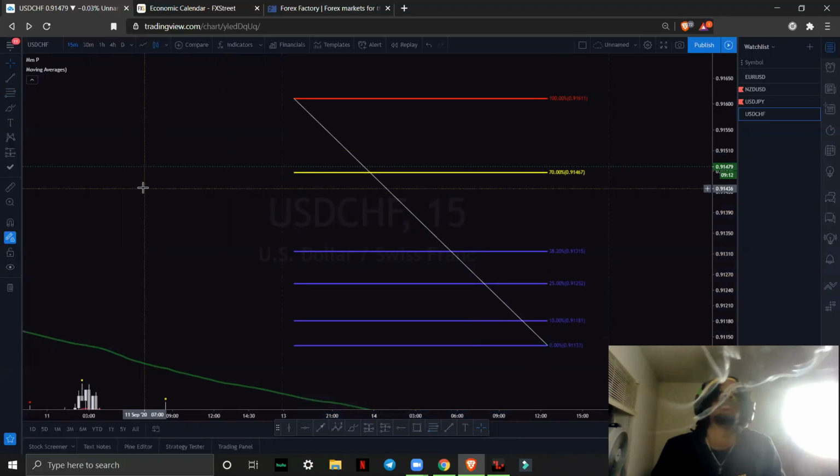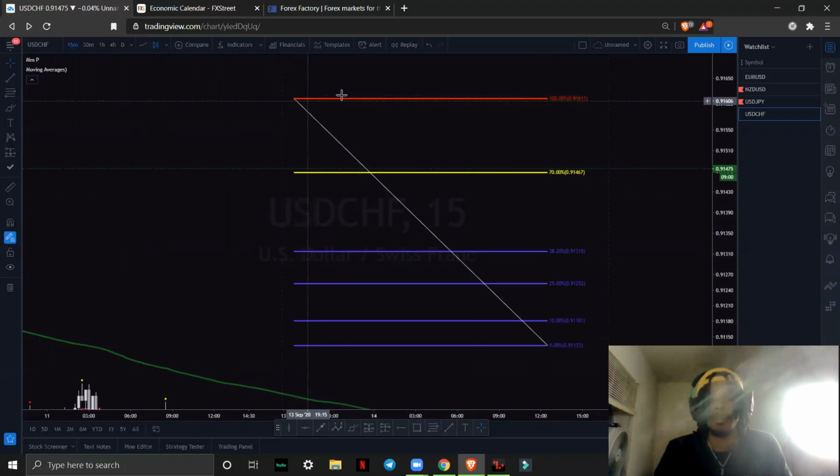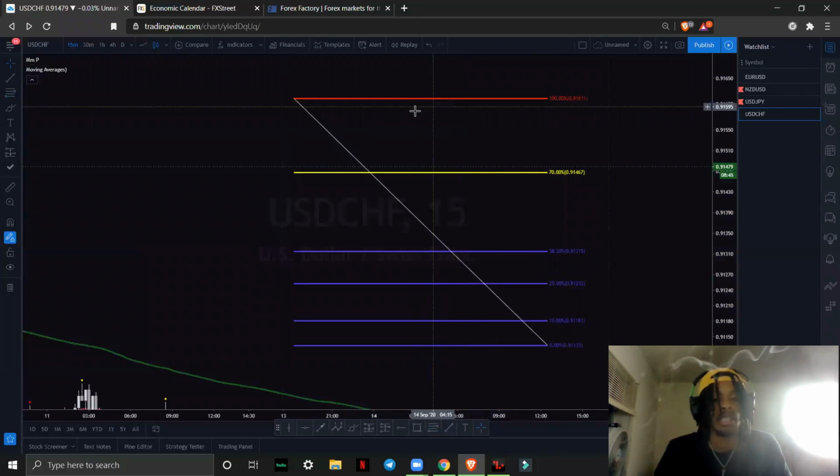All right, so let me explain every single fib level. Let's start at the top. It's 100%. This is your stop loss. This fib level is used for a stop loss. Also, if your Fibonacci breaks this, the Fibonacci is invalid and the trend is changing. Okay, let's just let that be known.